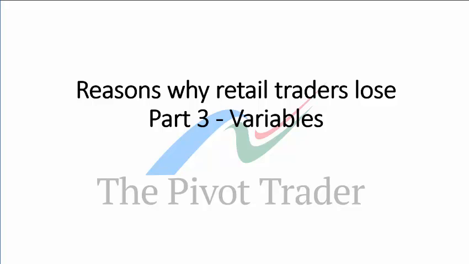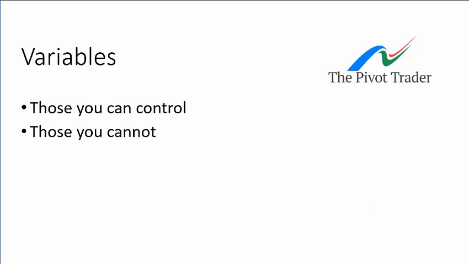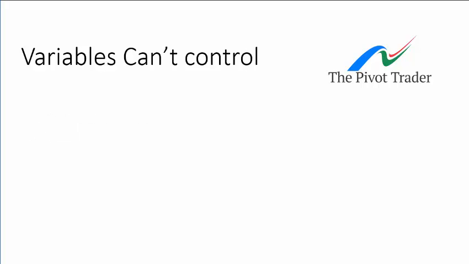Reasons why retail traders lose, part 3, variables. So far we've looked at patience, we've looked at trading against trends. So here I'm looking at the aspects of variables. Now, variables are really split into two levels. There's those that you can control and the variables you can't control. So let's look through firstly those you can't control.